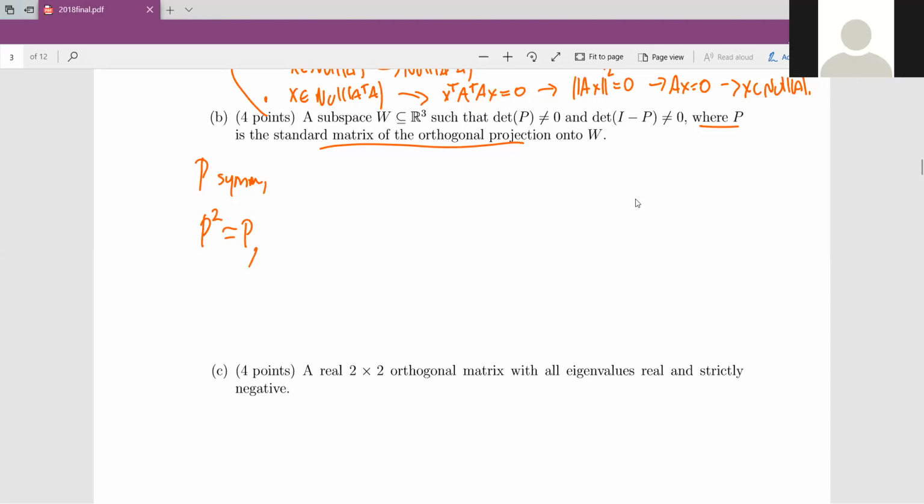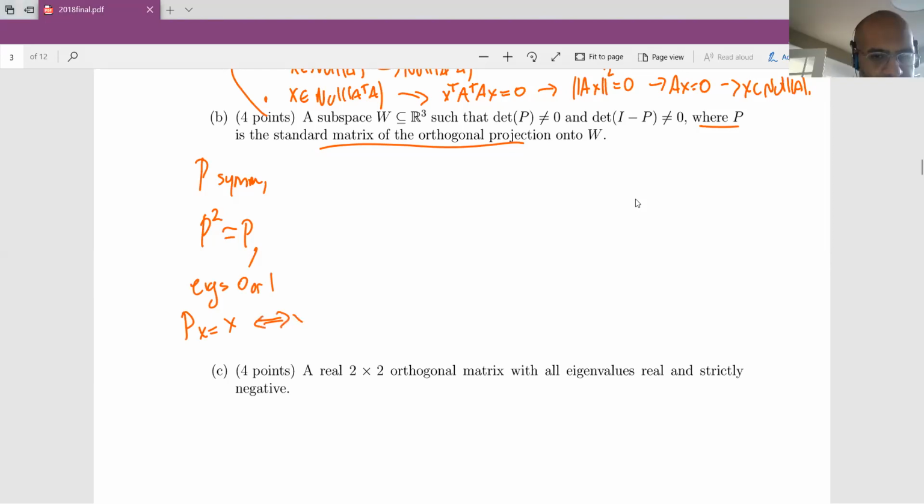Either 0 or 1. Yep, eigenvalues are 0 or 1. And what are the eigenspaces, by the way, while we're at it? What are the vectors that satisfy Px equals x? Would it just be all vectors in subspace W? Yep, x in W. What are the vectors that satisfy Px equals 0? W perp. Okay.